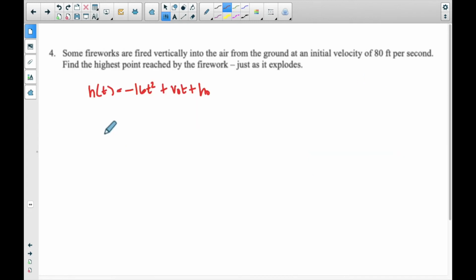Number 4, some fireworks are fired vertically into the air from the ground at an initial velocity of 80 feet per second. Find the highest point reached by the firework just as it explodes.